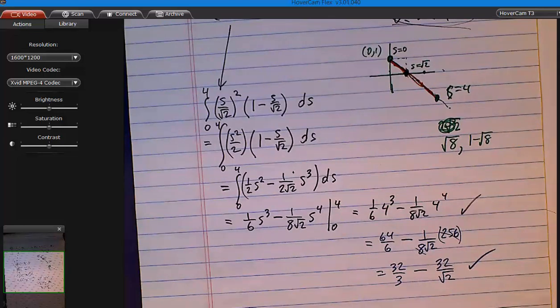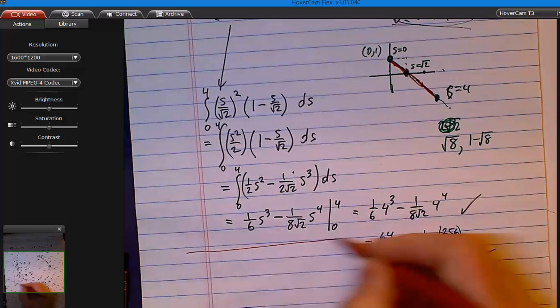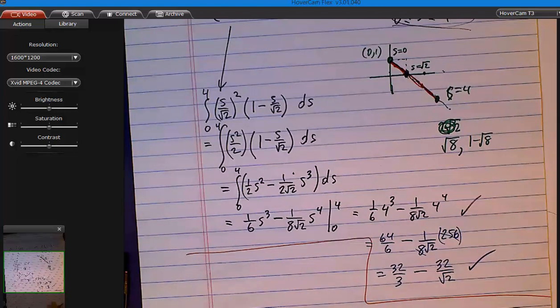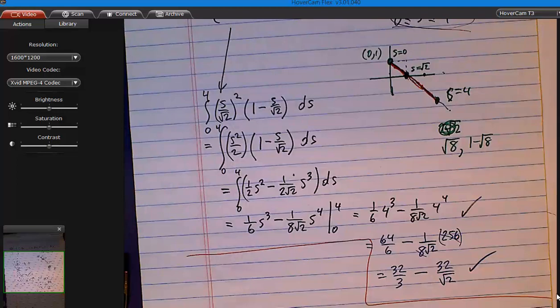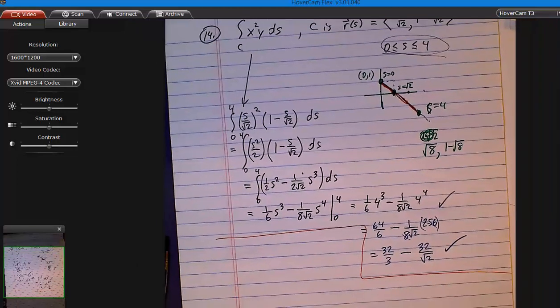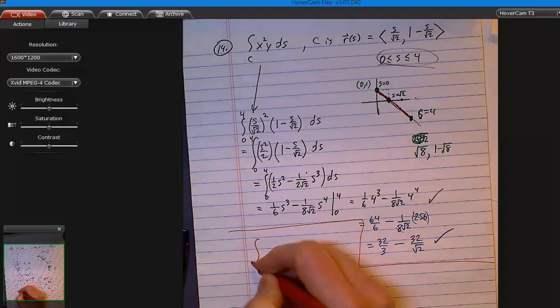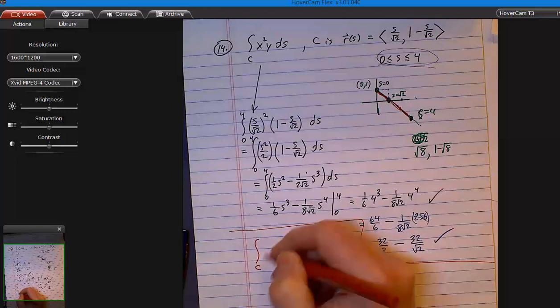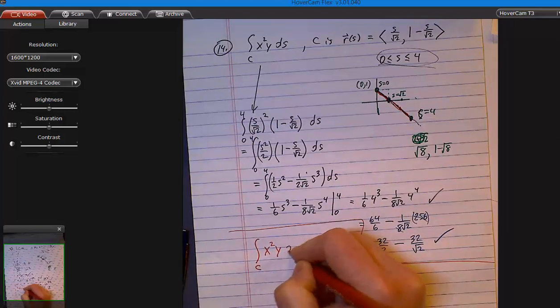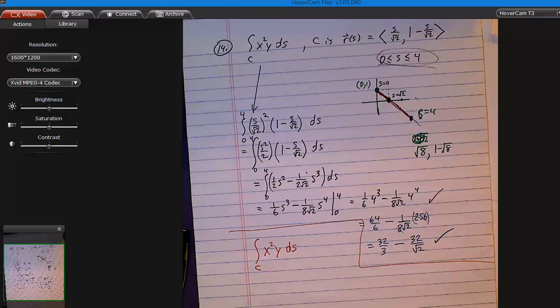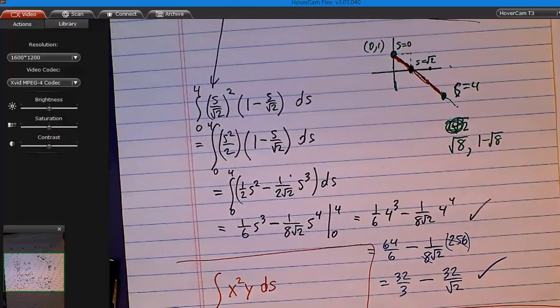We're going to do a redo on this problem. You'll notice that I'm looking at the problem again, but I'm deliberately leaving the original equation off the screen. Oh, there it was. Here, let's do problem 14 again. I'm going to integrate along the curve x squared y ds, but I'm going to cover that up and just look at the picture of the curve.